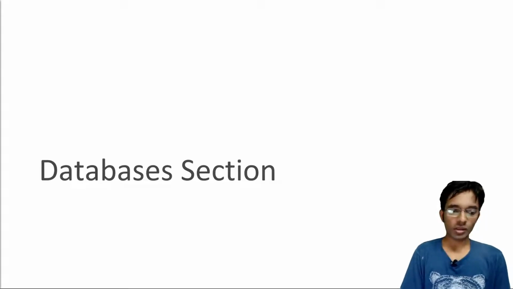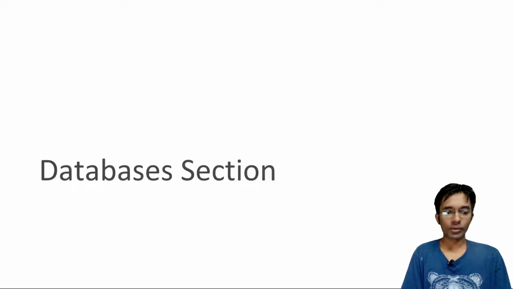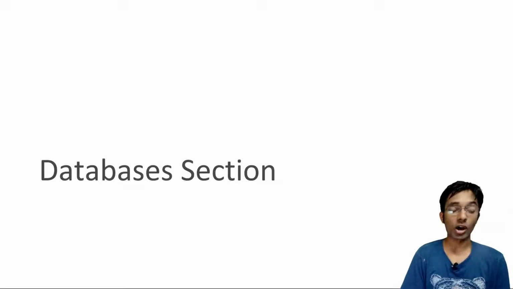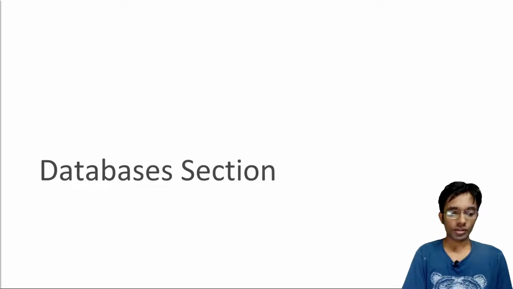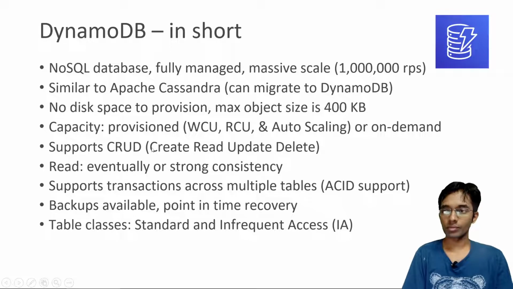So here in the database section, we are going to cover some of the database related AWS services. Those would include DynamoDB, Amazon OpenSearch, RDS, and Aurora. We'll be starting in this lecture with DynamoDB. So, let's get into DynamoDB.